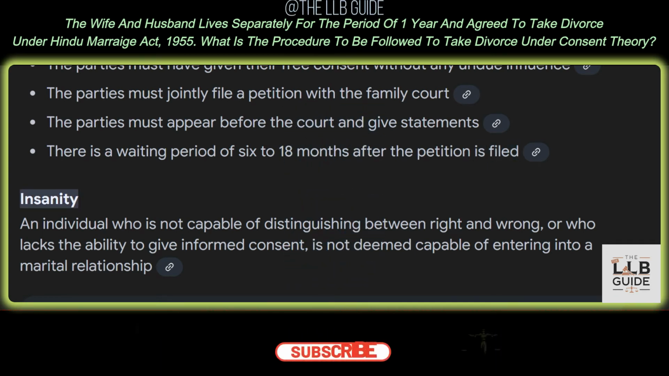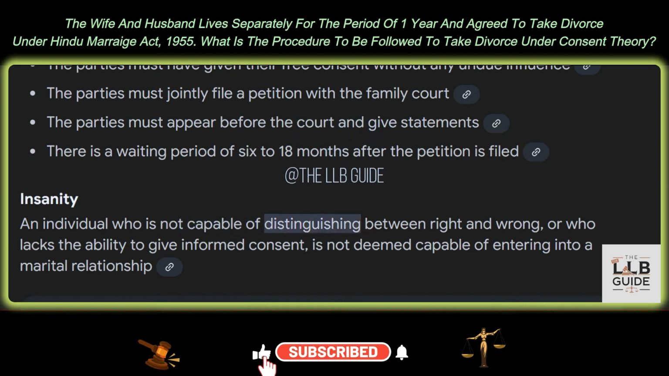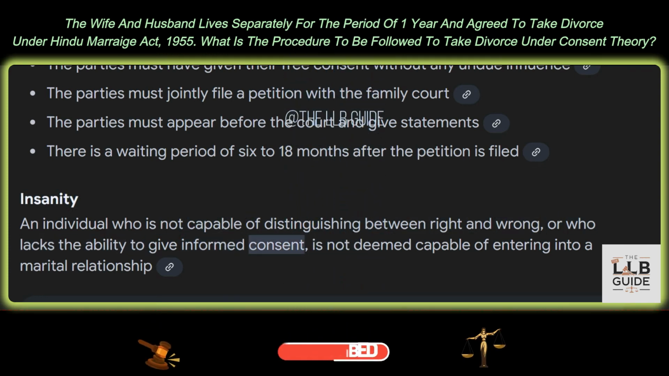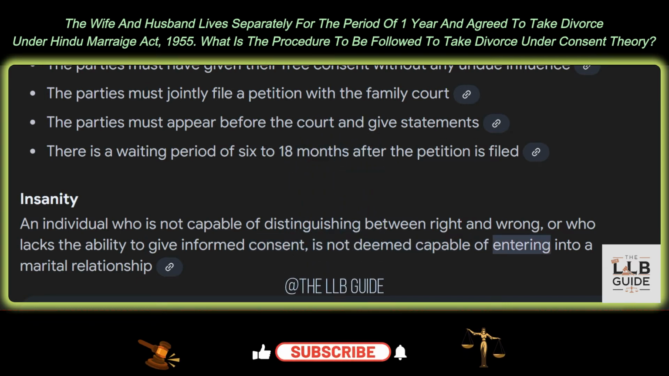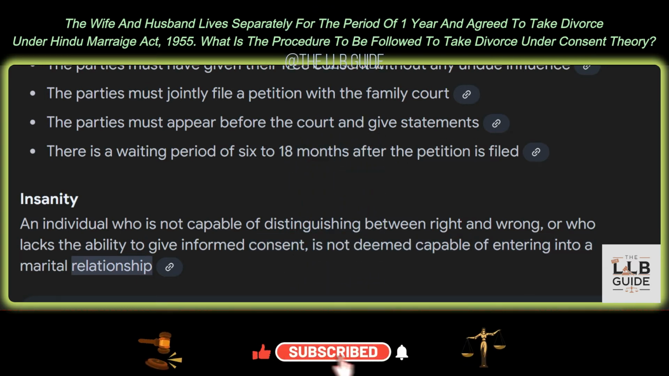3. Insanity. An individual who is not capable of distinguishing between right and wrong, or who lacks the ability to give informed consent, is not deemed capable of entering into a marital relationship.